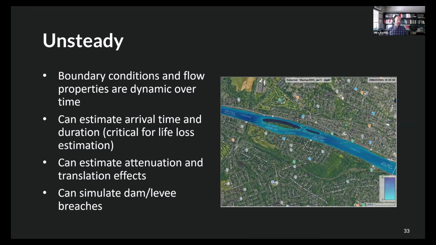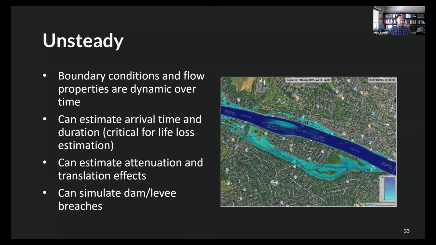More commonly, we look at things in a time varying way, in an unsteady approximation, where the boundary conditions, flow properties, and channel geometry can change over time. When we do this, now we can look at how fast floodwaters arrive and how long they're going to be there. This is really critical to life loss estimation because only a little bit of water flowing really fast can knock you off your feet and take you into a much deeper part of the floodway as well. We also like to estimate attenuation and translation effects because a 1,000 CFS flood wave moving through a channel doesn't always stay at 1,000 CFS. It may reduce in peak as it moves downstream.